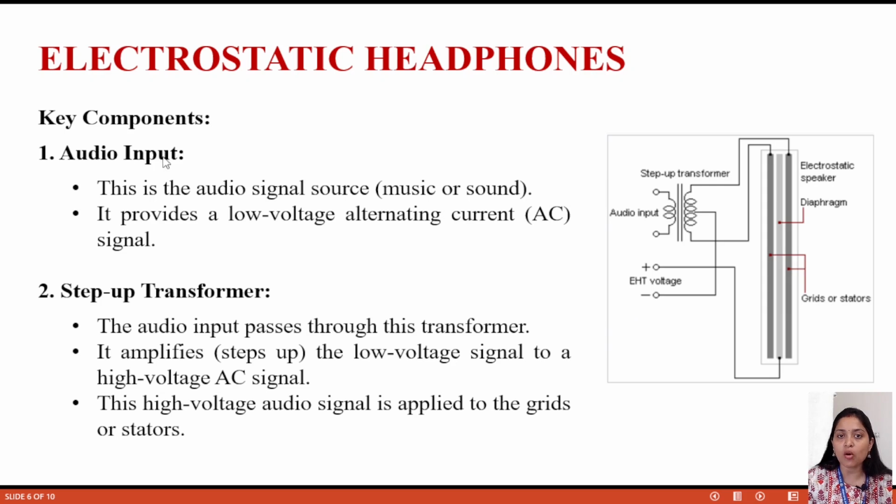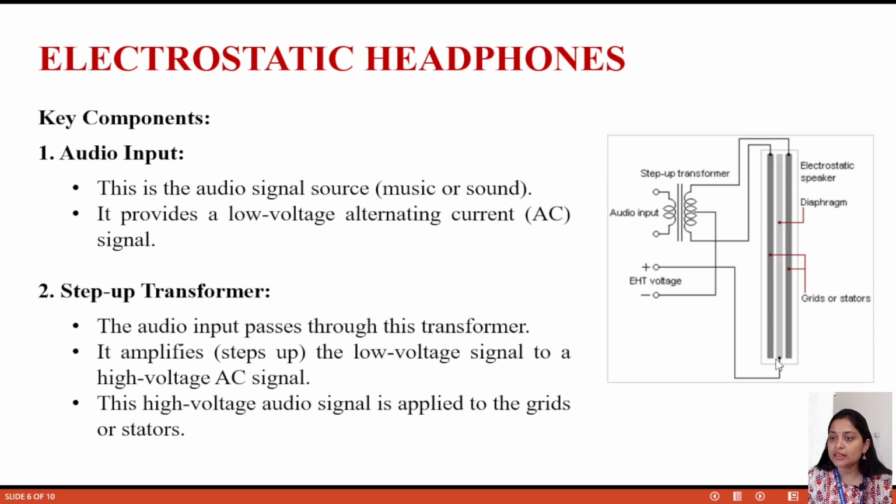Here you can see the audio input. This is the figure. First I'll show you through the diagram, then one by one I will go through the steps. The audio input passes through the transformer. It is actually a step up transformer. All of you know the step up transformer working principle: it converts a low signal to a high signal. Then this electrical signal goes to these dark gray shaded plates, which are called the stator or grids.